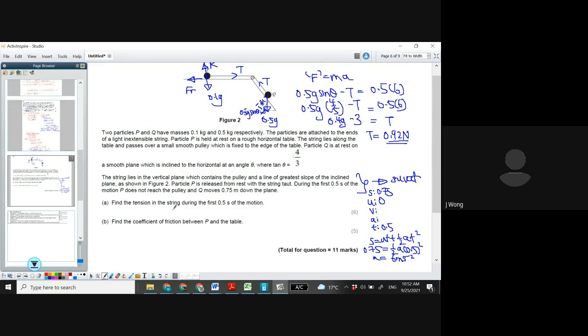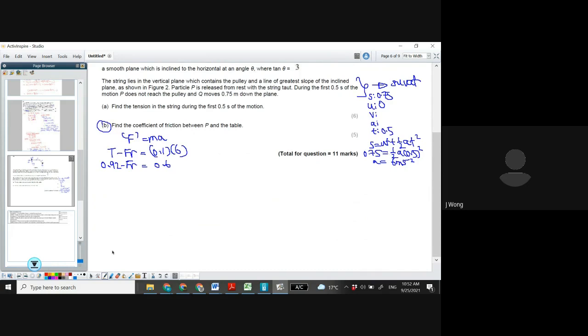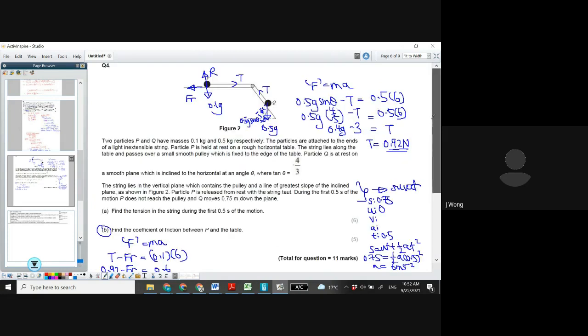Okay. Now use that to find the coefficient of friction. So we'll do the same thing for B. For B, that will be F equals ma. So that will be T minus the friction equals the mass of 0.1 times the acceleration of 6. So that will be 0.92 minus the friction equals 0.6, which gives friction as 0.32 newtons. And then the reaction is just going to be 0.1 g again.